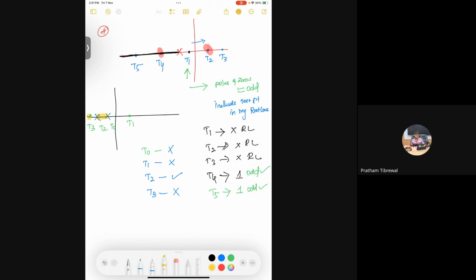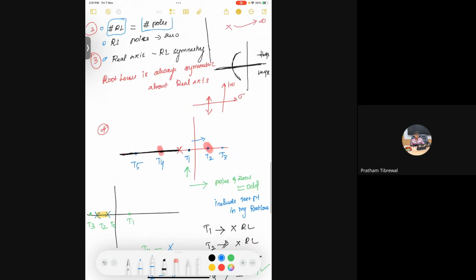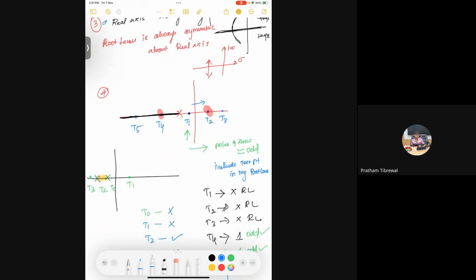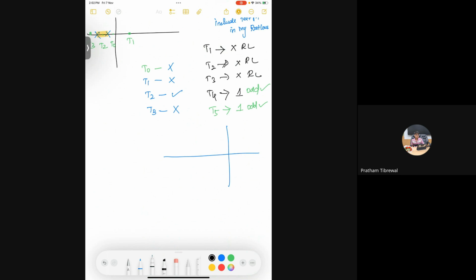Any test points other than here will have two poles, or an even number of poles, on the right side of the test point, so the root locus won't come there. This fourth property is about poles only here. It is a separate property we are seeing right now. When we are solving problems, we will combine everything. I'm just asking questions on this property right now, because many people will have doubts in this.